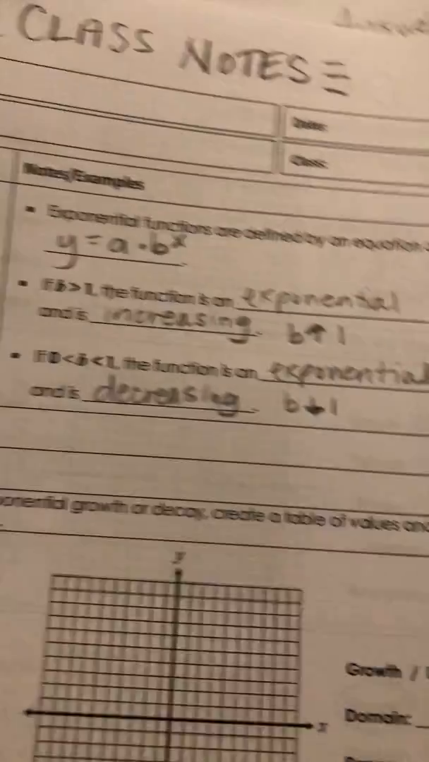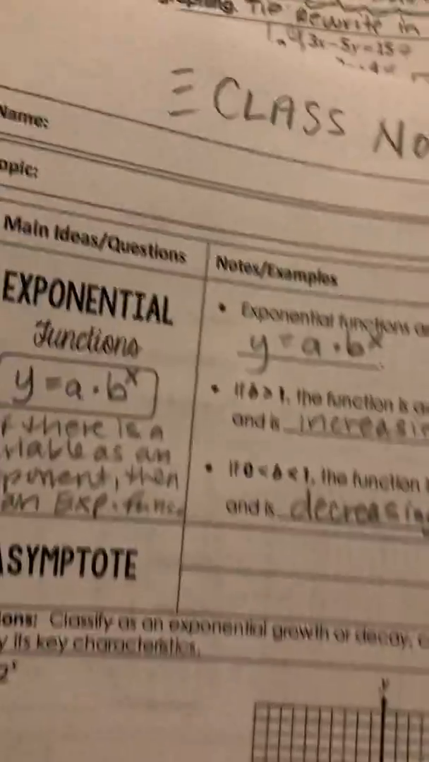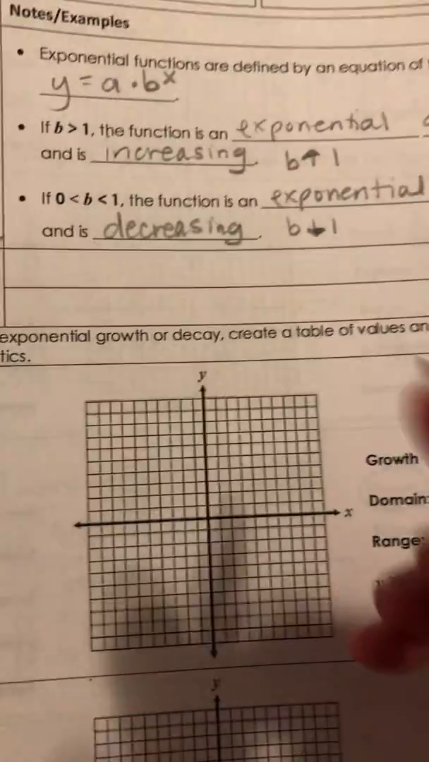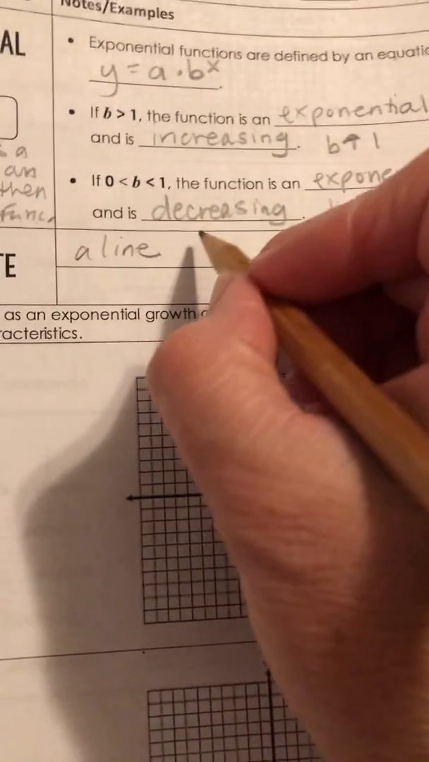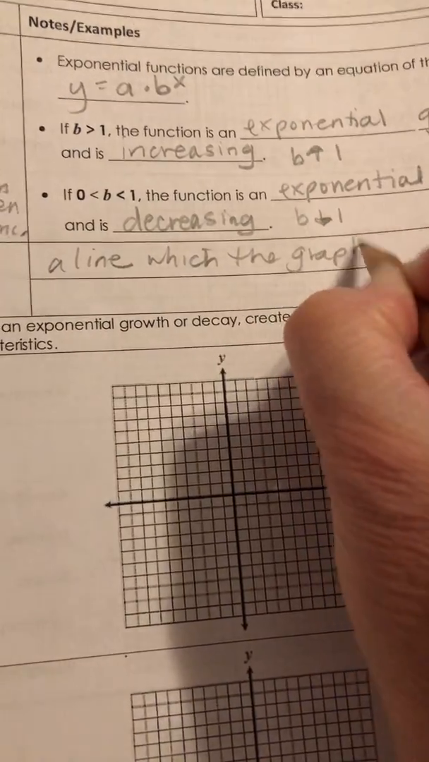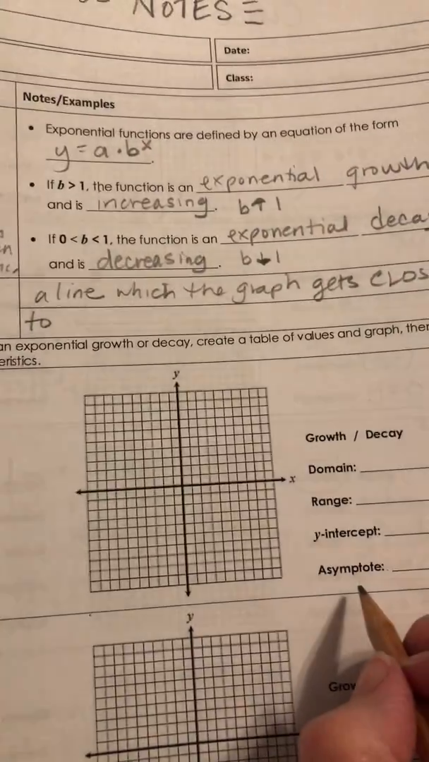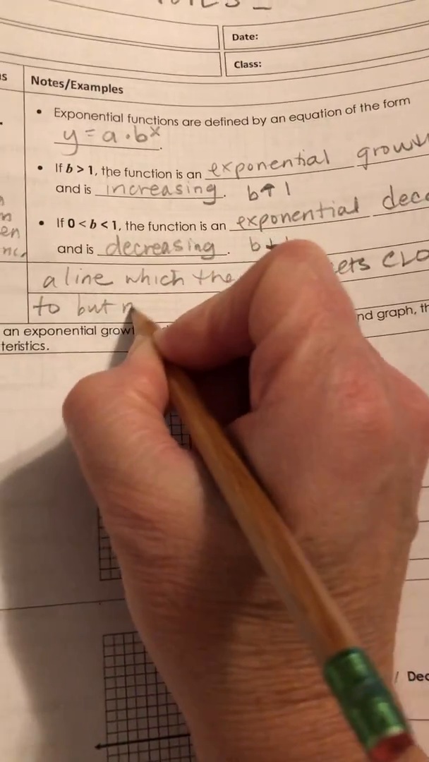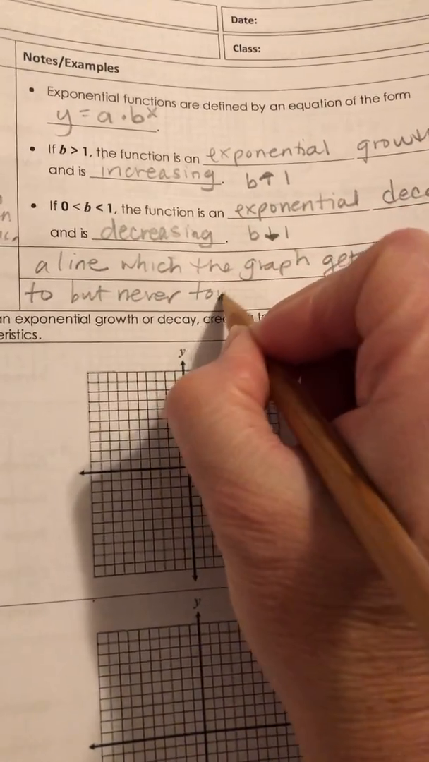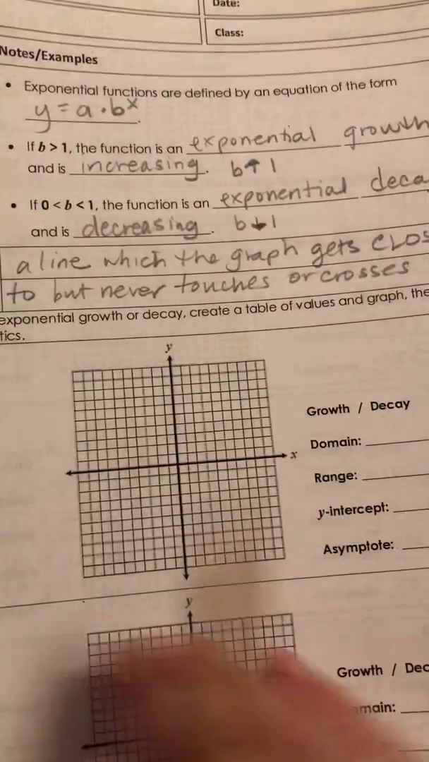The asymptote is a very fancy word for a line. It'll be clear when I model it, but it's simply a line. So when you start graphing these great things, the graph gets close to it, but never touches or crosses, okay? So that'll make sense.